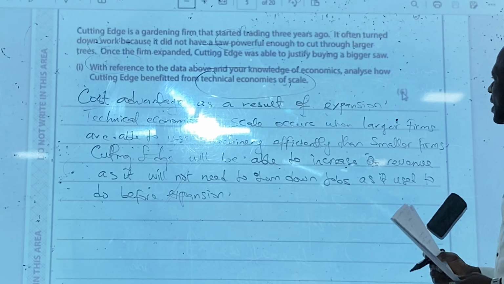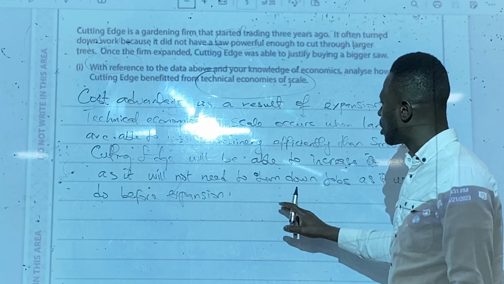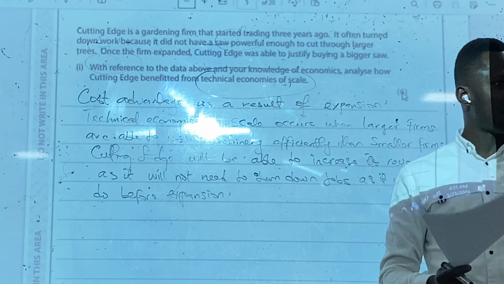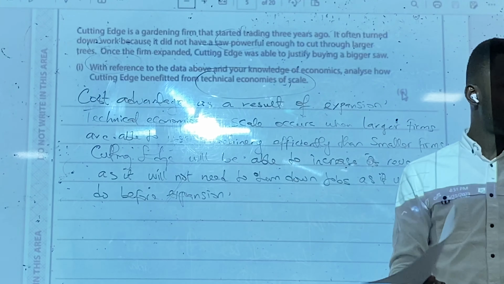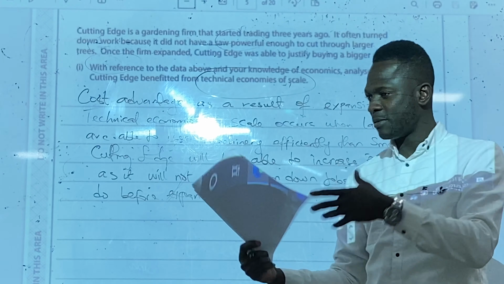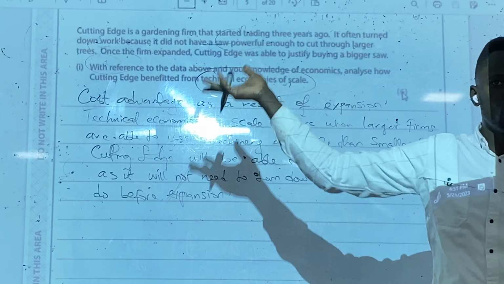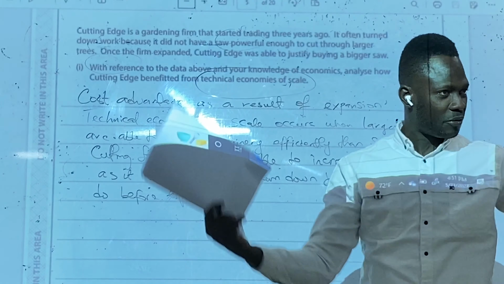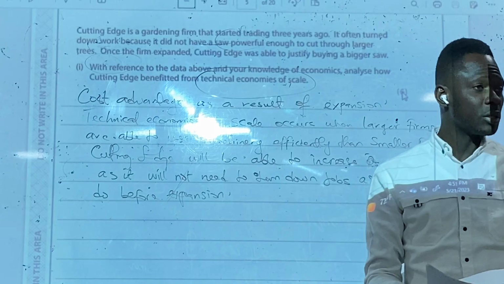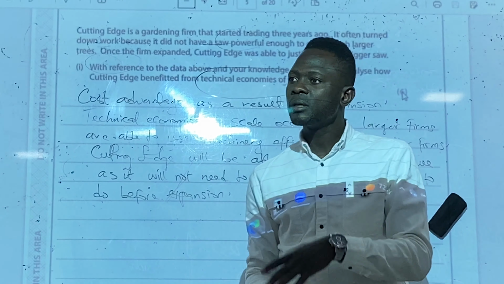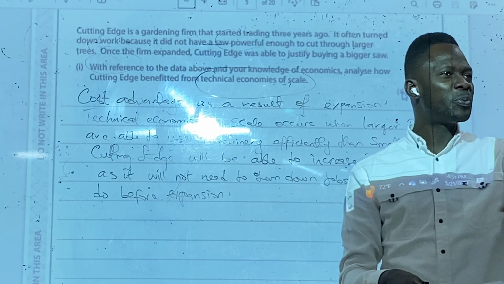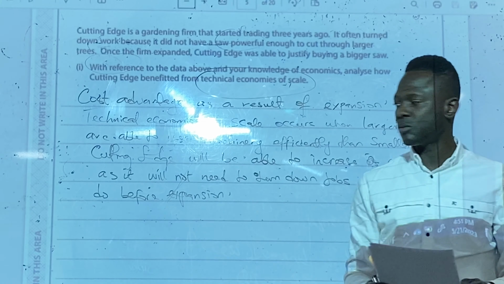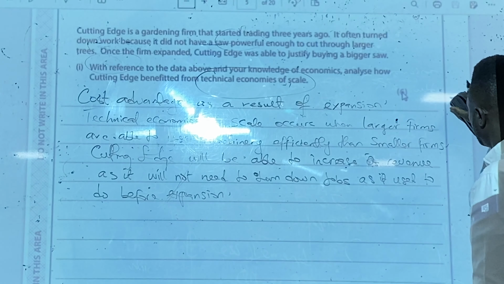What can we write about Cutting Edge again? Yes, the last point I want us to talk about here. With economies of scale, Cutting Edge can also diversify. If the cost of buying the tools is high, with Cutting Edge becoming bigger, it could do a lot of work. So that means it will be able to spread the cost of that equipment over the different jobs that they do. Is it clear, please? Yes.